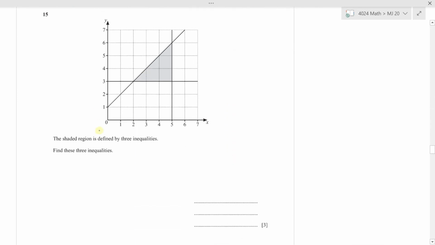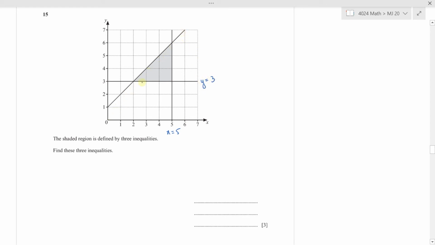So question number 15. The shaded region is defined by 3 inequalities. Find these 3 inequalities. So you need to find the equation of these 3 lines that form the boundary of this shaded region here. This line is vertical, and the equation of this line is x equals 5. This line is horizontal, so the equation of this line is y equals 3.